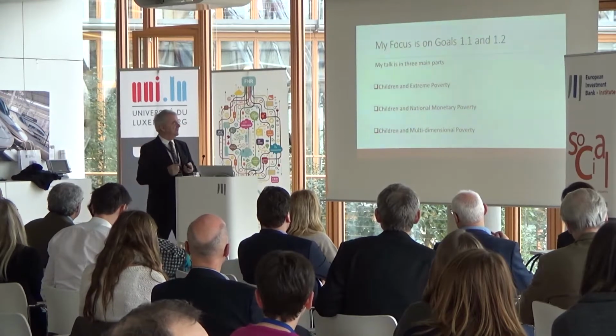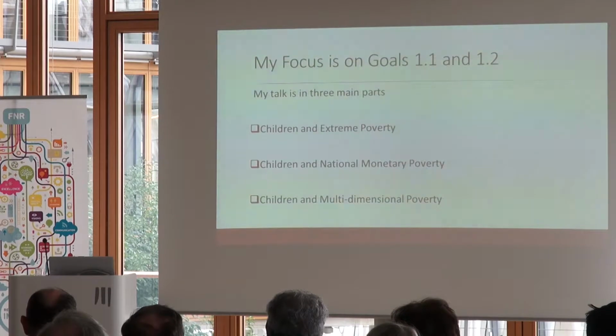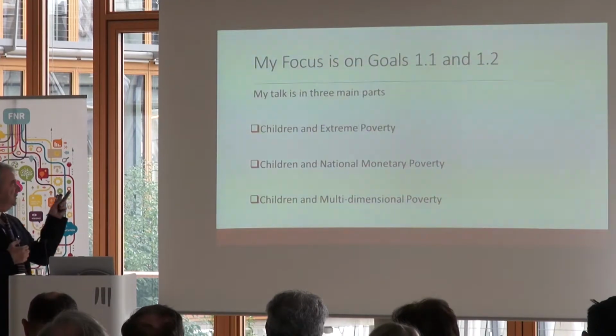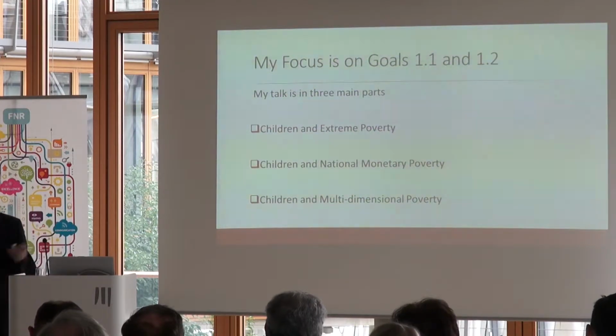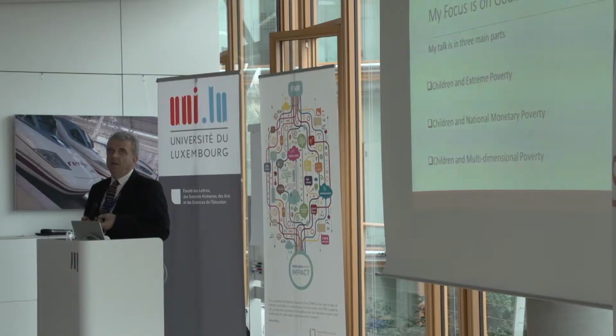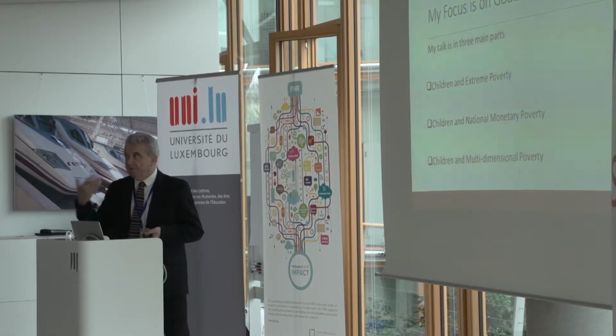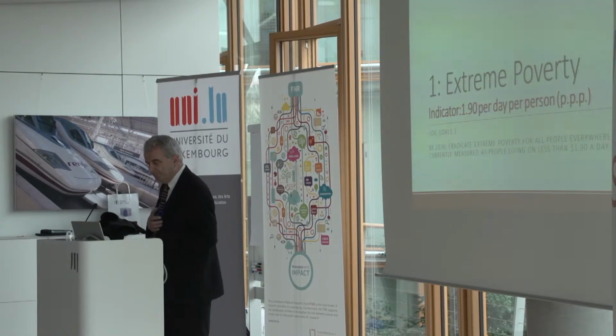As I said, I'm just going to focus on those first two goals, which are about identifying poverty and reducing poverty. And I'm going to talk about three things which all relate to the goals. The first is children and extreme poverty, the $1.90 measure. The second thing is children and national monetary poverty. And the third thing is children and multidimensional poverty. And I'm going to take them in those terms.